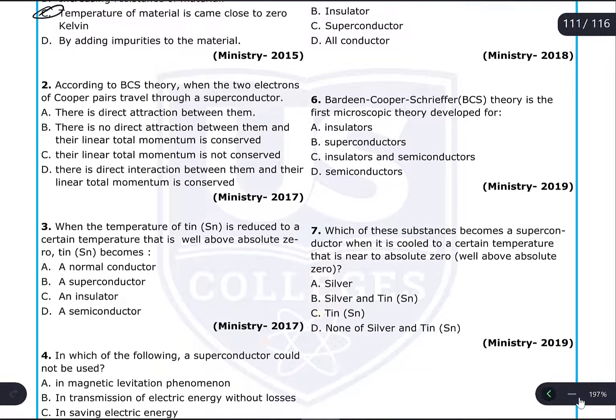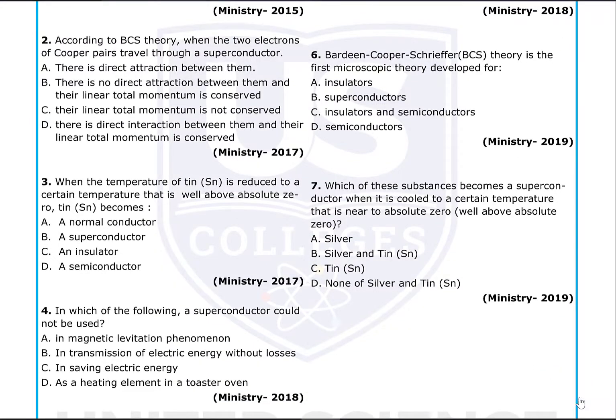According to BCS theory, when the 2 electrons of the Cooper pairs travel through the superconductor, is there a direct attraction between them? It's impossible. Two electrons can never attract each other. They are negatively charged, negative repels negative. There is no direct attraction between them, and their linear momentum is conserved. No direct attraction, correct. Total linear momentum is conserved, also correct. There is no direct interaction, only an indirect interaction between them, and their linear momentum is conserved. So B is the correct answer.